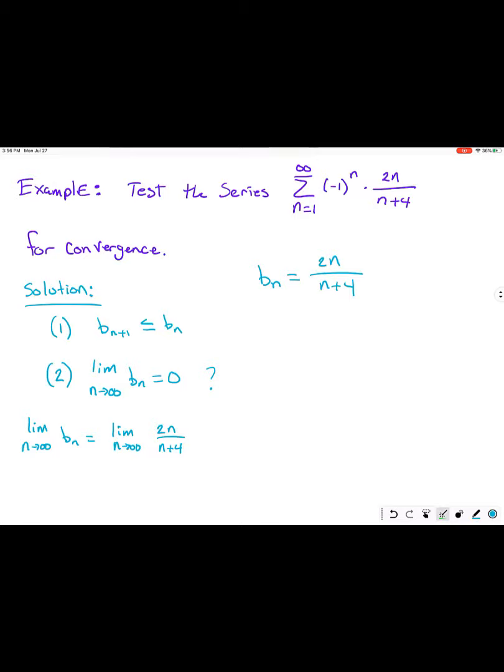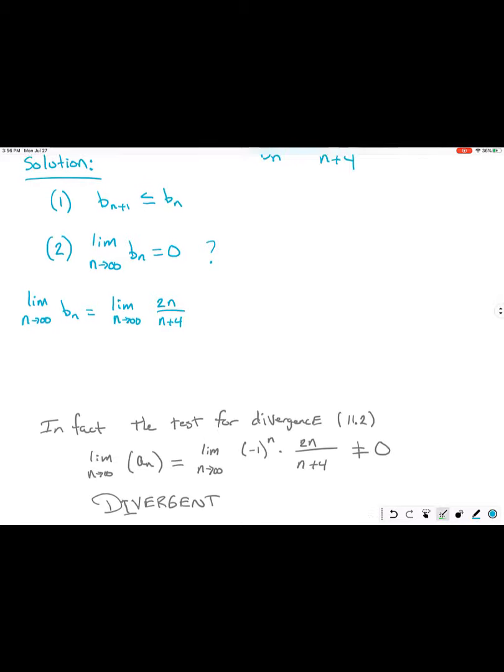So I like to prove part 2, get the easier part out of the way, as I like to think. In this case, what we have to prove in part 2 is the limit as n approaches infinity of b sub n, which is the limit as n approaches infinity of 2n divided by n plus 4. So I'm going to multiply both top and bottom by 1 over n.